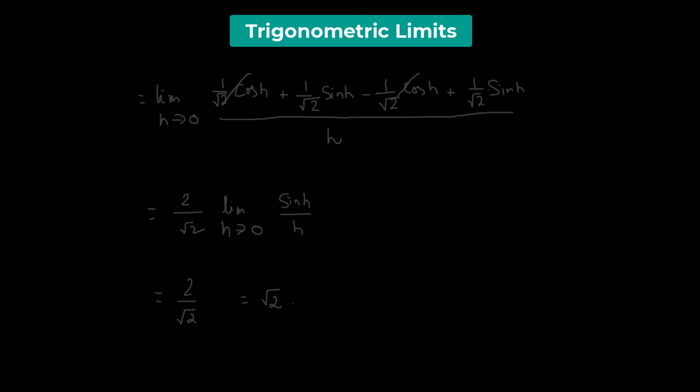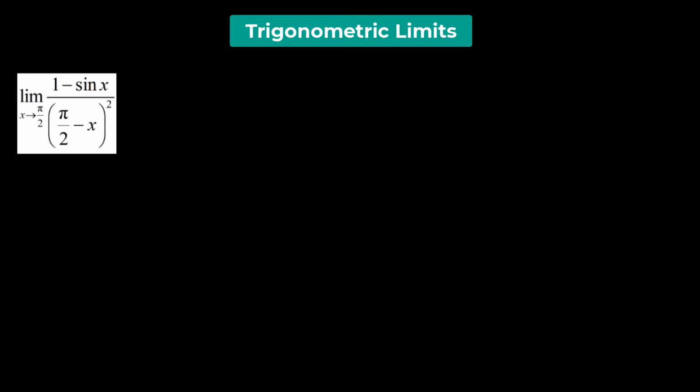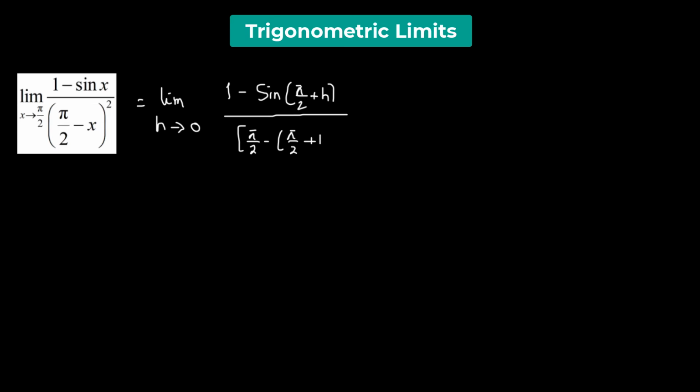Let us do another problem. We need to determine the limiting value of the given function when x approaches pi over 2. So let's change the limit of x. We have limit h tending to 0, 1 minus sine of pi over 2 plus h divided by pi over 2 minus pi over 2 plus h, whole squared.